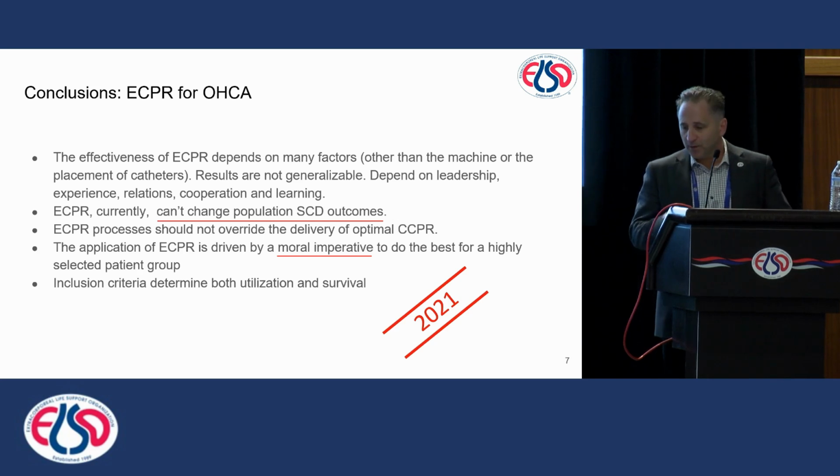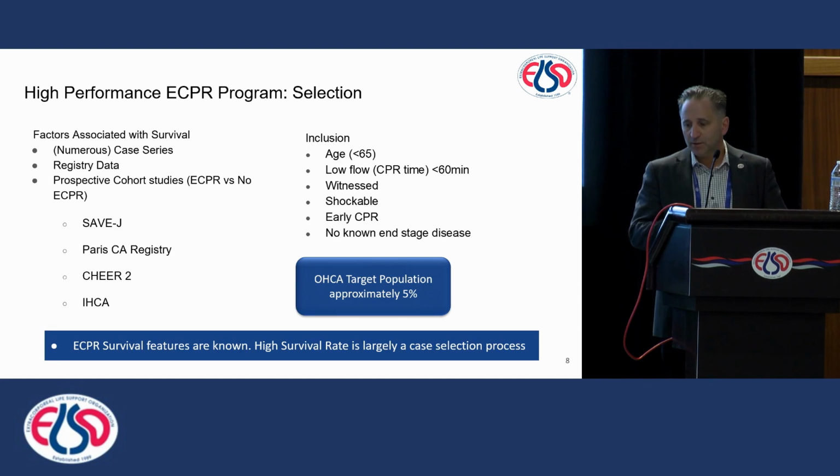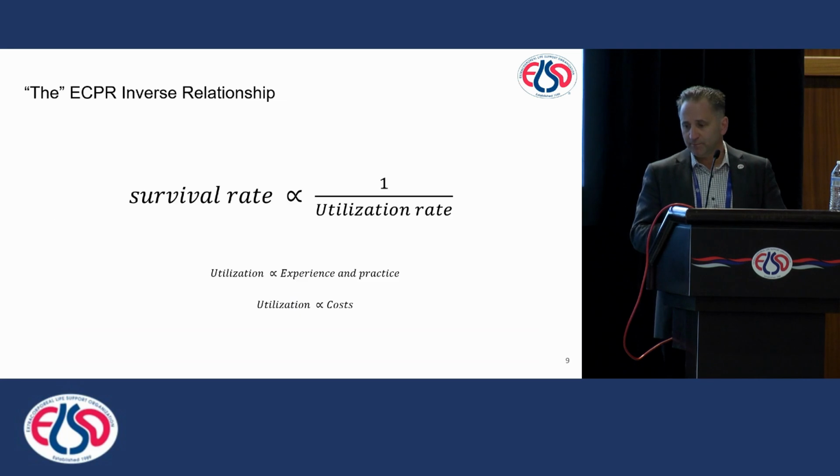And the next point I'd like to bring up here, the relationship between utilisation rate and survival rate. So we've known for a long time, and Jan just presented more evidence to support this, is that if you want survivors from ECPR, you need those inclusion criteria on the right. And that survival rates are largely dependent on who you put on. So the out-of-hospital cardiac arrest target population is actually about 5%. So that's our true denominator for ECPR of all cardiac arrests. It's about 5% who don't get ROSC with standard resuscitation at that rate.